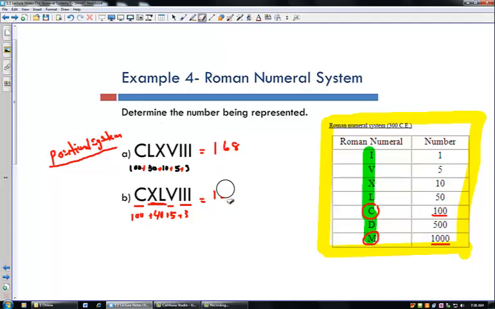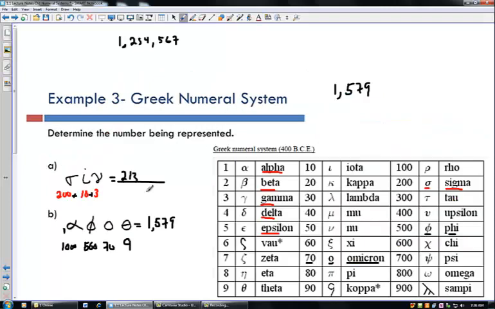So let's fix this. 148 things. So again, this is a positional system. It's not a grouping system because the position matters. If you change the grouping of the symbols, you get a different number. And that reminds me, if you go up here back to the Greek numeral system, so let's think about this.